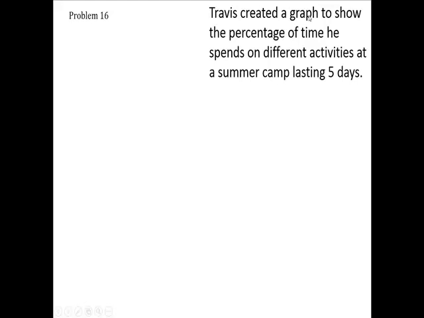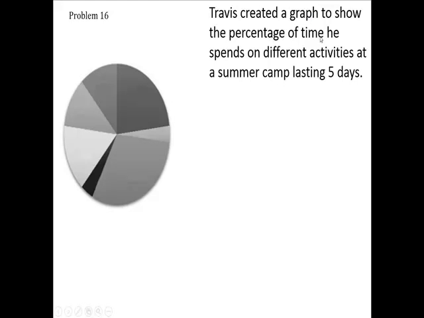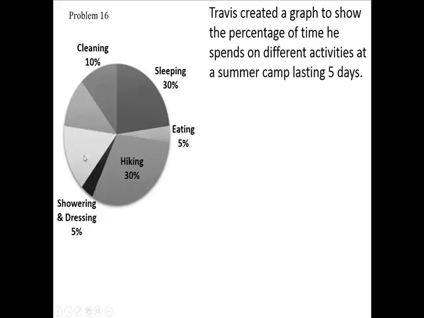Travis created a graph to show the percentage of time he spends on different activities at a summer camp lasting 5 days. So cleaning, 10% of his time spent cleaning. Sleeping, 30%. Eating, 5%. Hiking, 30%. So he slept 30%, he hiked 30%. Okay, if he showers and dresses, 5%. Swimming, 10%. Crafts, 10%. So this totals to be 100%, okay?